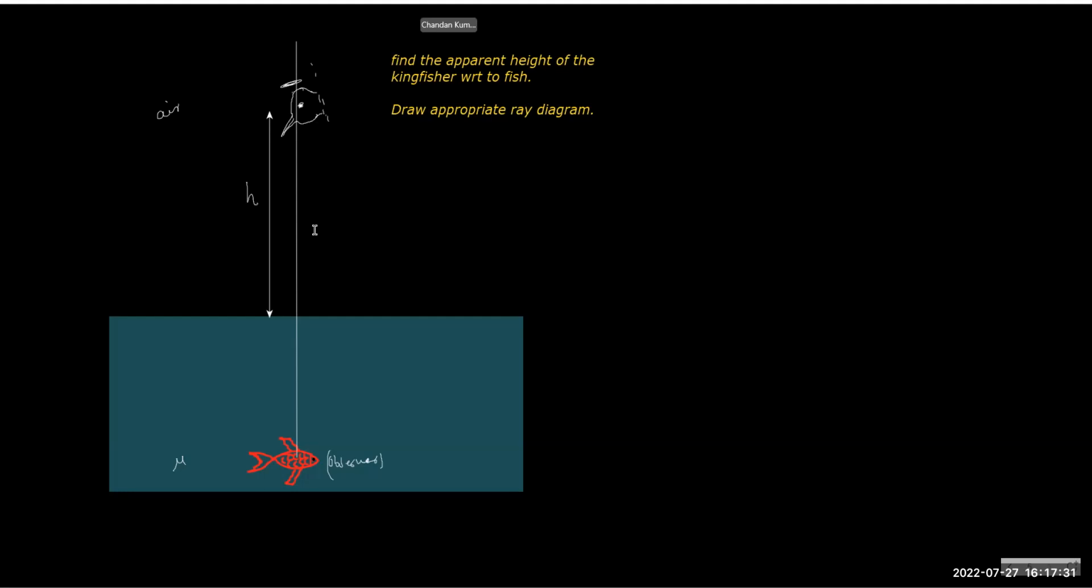So how have you taken the light ray? First, a light ray from the bird to the fish without any deviation. So this will just go like this. So this is the light, no? The bird and the fish. And the other I will take at some angle like this. Yeah, sir.